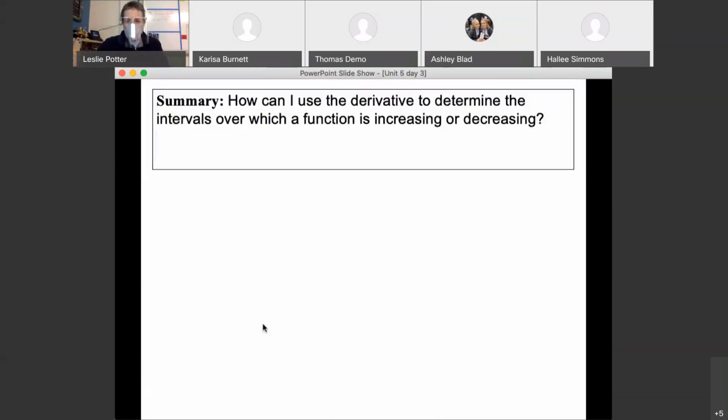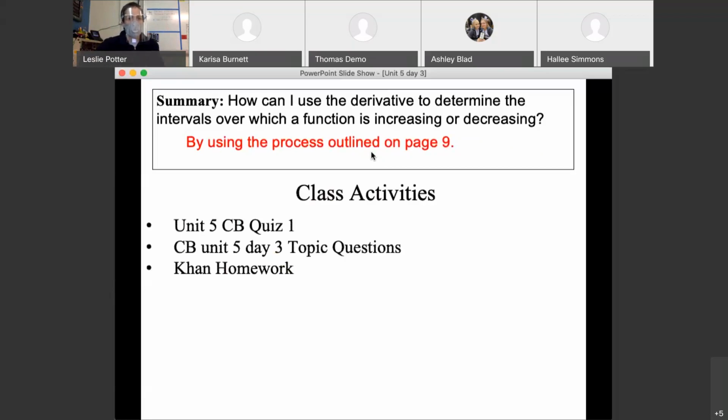Good? Okay. So quick summary, how can I use the derivative to determine the intervals over which a function is increasing or decreasing by using that process outlined on page 9. Okay. So we're gonna verify positive and negative and zero derivatives, and then we're gonna draw conclusions from that organizer. Okay. So we've got 2 class activities, the College Board quiz and the topic questions, also in College Board.